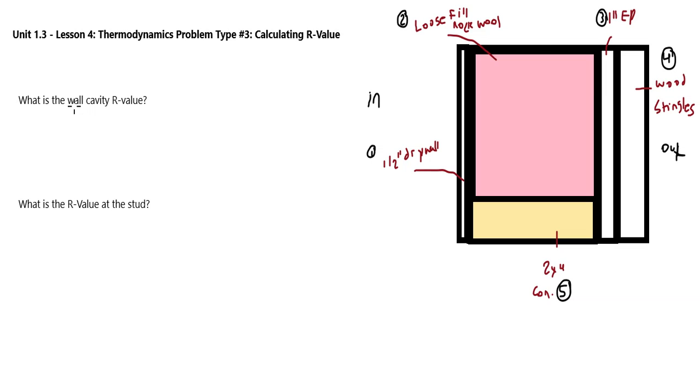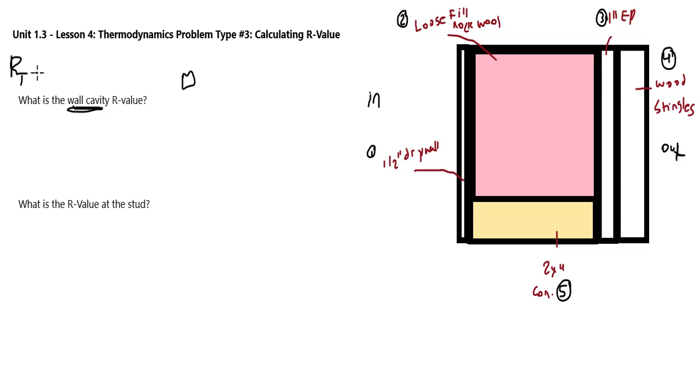How do we calculate the wall cavity R value? Well, first of all, what is the wall cavity? You know, when you have a cavity in your tooth, there is a hole in it. So where's there a hole in this wall? Pretty much, if you took out the insulation, there would be a hole right here. So we're going to add all of the R values, because that's how you calculate the total R value.